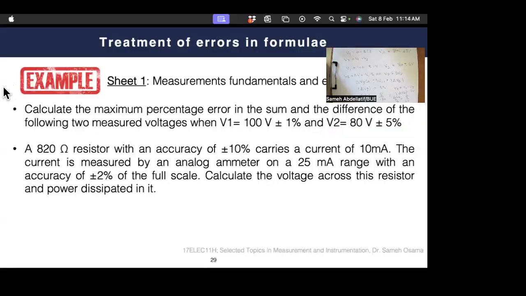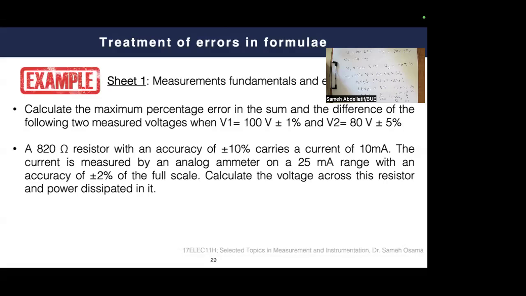Another example. Let's see this example together. An 820 ohm resistance with an accuracy of plus minus 10% carries a current of 10 milliampere. The current is measured by an analog ammeter on a scale of 200 milliampere range with an accuracy of plus minus 2% of the full scale. Calculate the voltage across the resistance and the power dissipated in it. So let's start by first mapping the inputs.